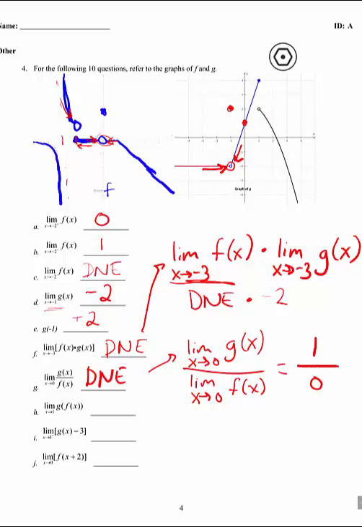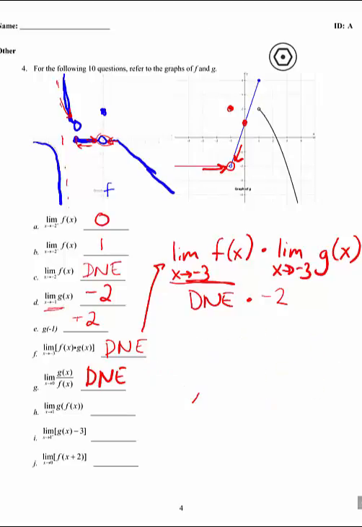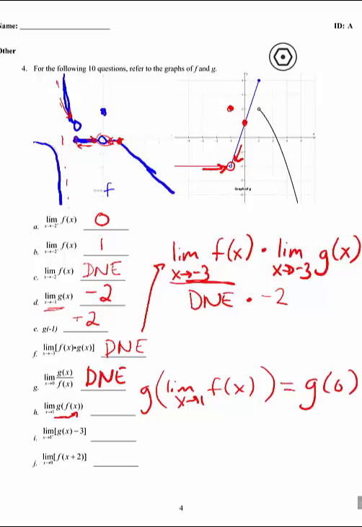Okay. Letter H. We're going to do the limit. For letter H, we're going to basically go to the inside first. So we're going to plug in 1 to that f of x. So the limit as x approaches 1 of f of x, and then we're going to do g of that answer. So the limit as x approaches 1, that's right here, is equal to 0. So this is like having g of 0, and g of 0 we said is positive 1.